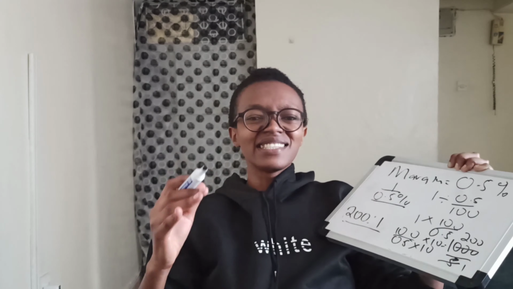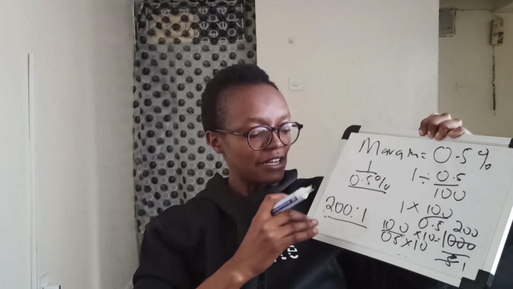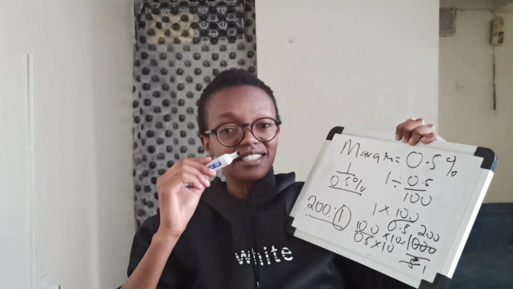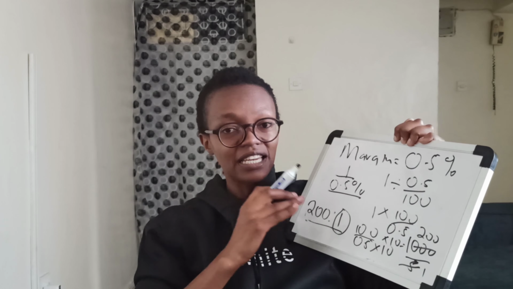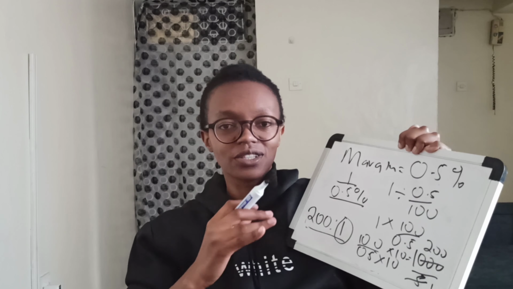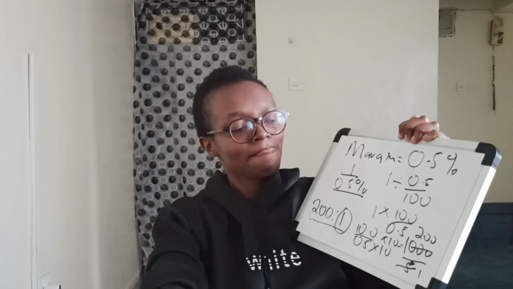200:1. So what does this mean? We have a leverage of 200:1. It simply means that your $1 in the Forex market, if you use the leverage of 200:1, is equal to $200 in the Forex market. So how do we use leverage to actually make money in the Forex market?